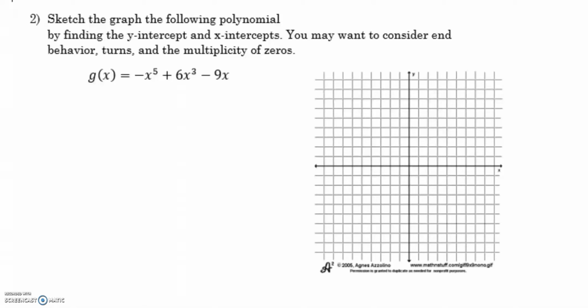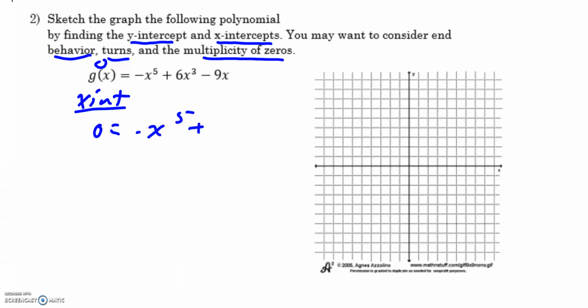Number 2. Sketch the graph of the following polynomial by finding the y-intercept and the x-intercepts, and I may want to consider end behavior, turns, and the multiplicity of zeros. So I think that the zeros are the most important thing to find first. So let's find the x-intercepts first, and to do that, I'm going to plug in 0 for y.